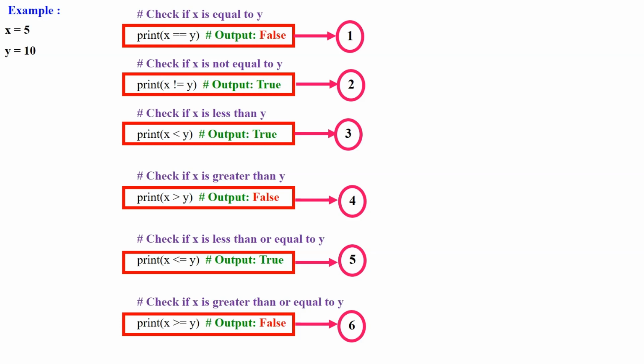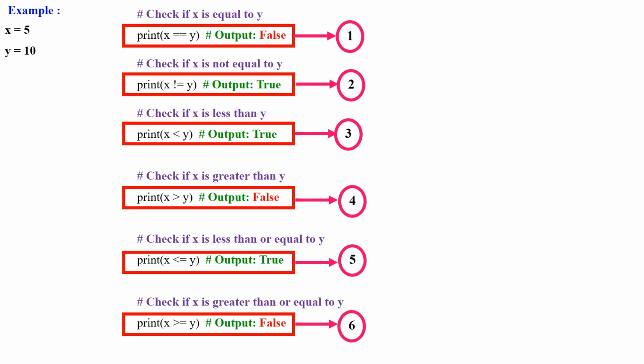In the second statement, it compares the values of x and y using the not equal to operator. Since the value of x is 5 and the value of y is 10, the expression x not equal to y evaluates to true. This is because x and y have different values, and the not equal to operator returns true when the values are not equal. Therefore, when you print the result, the output will be true. In the third statement, it compares the values of x and y using the less than operator.